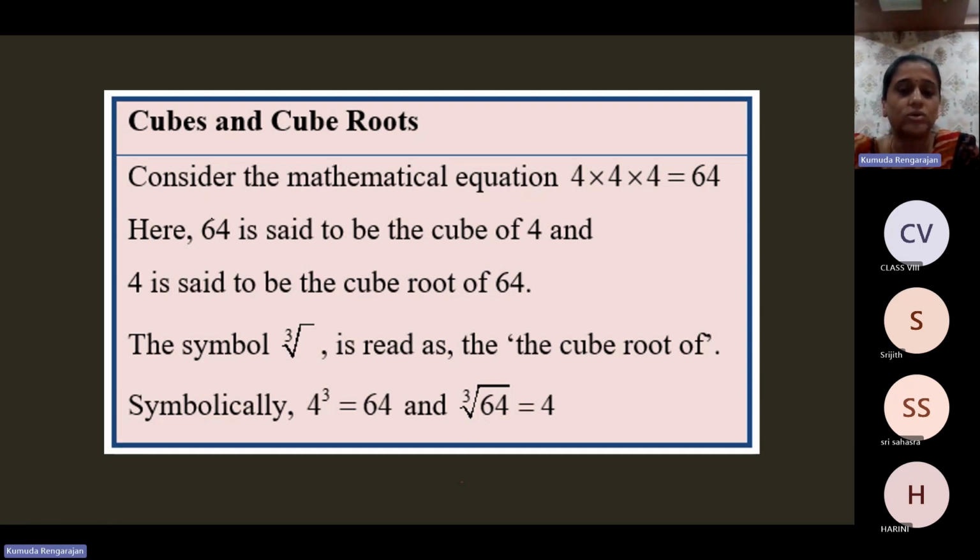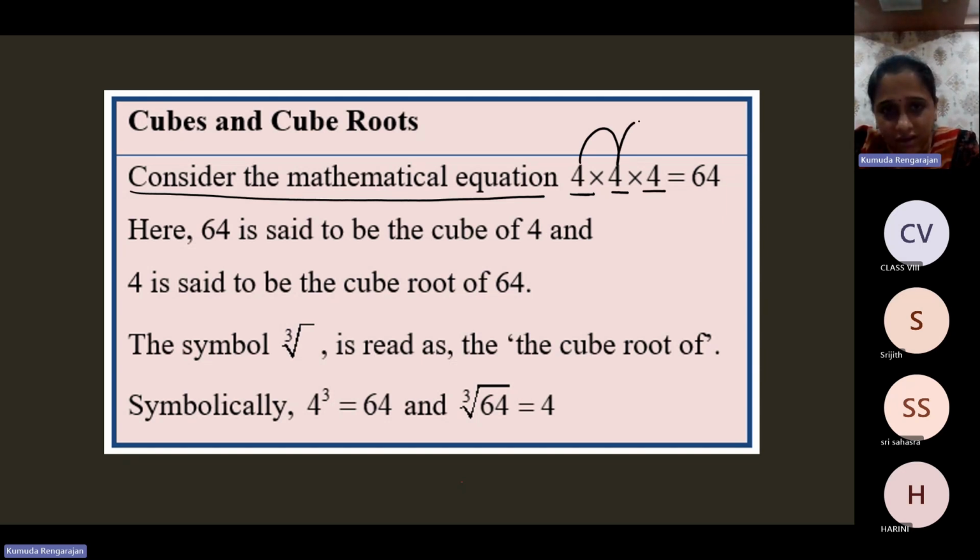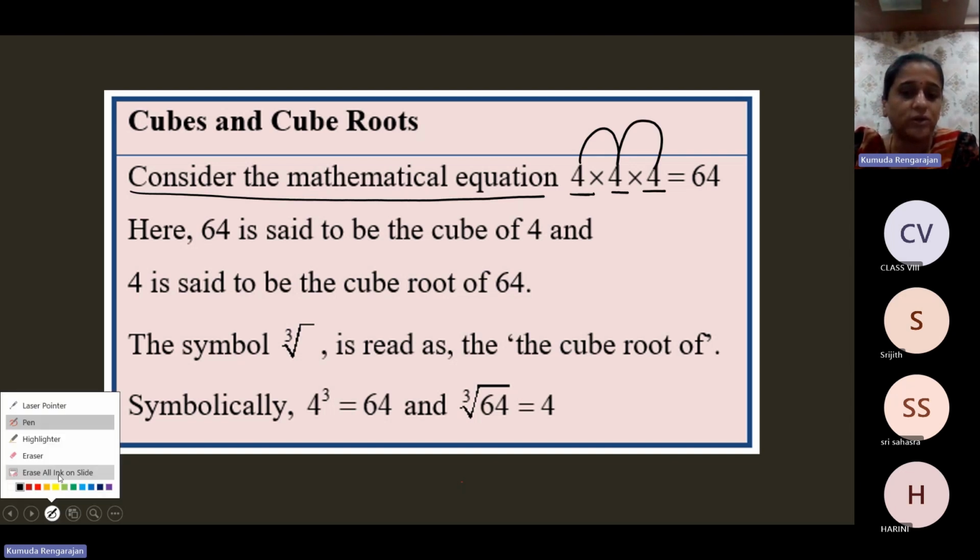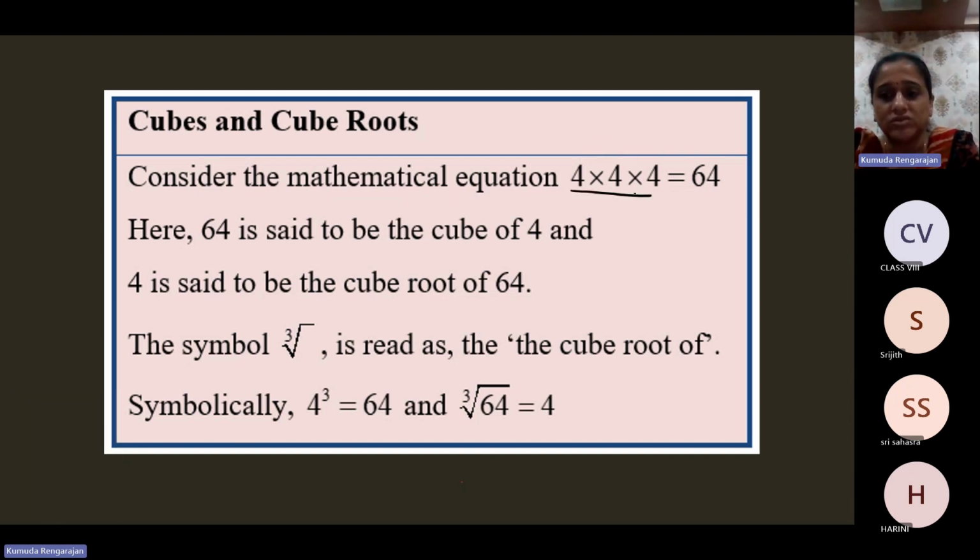I'll read through the slide again. Consider the mathematical equation 4 into 4 into 4. So 4 is multiplied with itself and then by itself again. All right. So 4 into 4 into 4 is equal to 64. This is a mathematical equation. It's an equation. You can see the equal to sign.